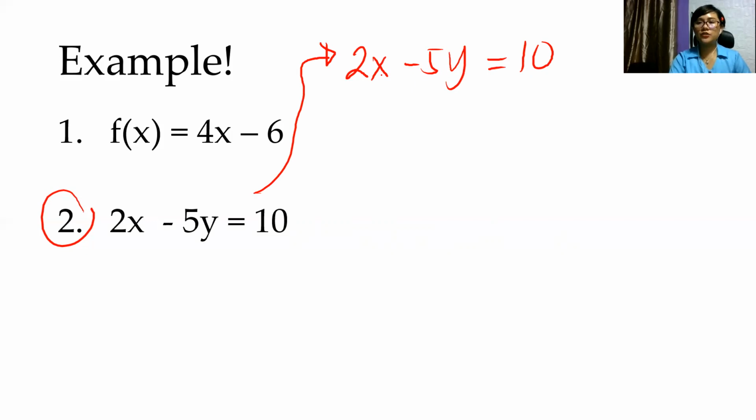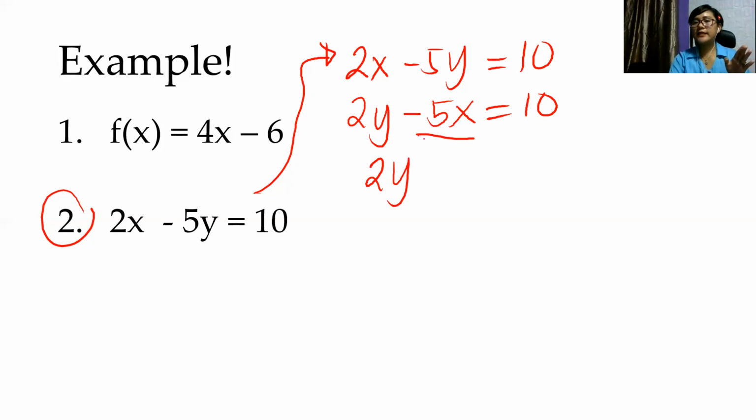You have to interchange x and y. So the 2x becomes 2y, and the minus 5y becomes 5x. So negative 5x or minus 5x is equal to 10. So we just interchange x and y. Now, the next step would be to find the new y in terms of x. So we leave only the term with variable y, which is 2y. Let's move negative 5x to the other side. So we have positive 5x. Bring down positive 10.